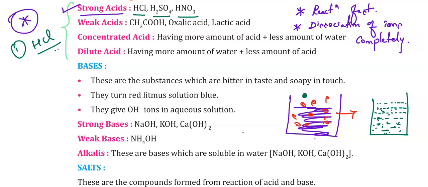Any doubts? You understood now what strong acids are? Here in strong acids the reaction will take place very fast and dissociation of ions will take place completely. Hence we call them strong acids. Now what are weak acids? See children, weak acids are nothing but, here the reaction will be slow. It's not like completely dead. It means the reaction will take place very slowly.